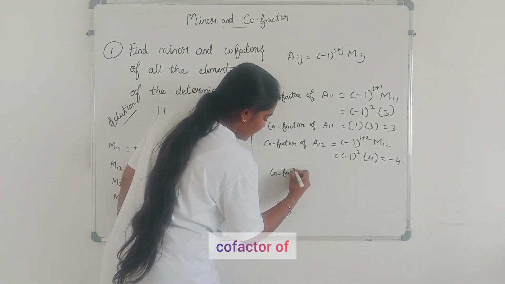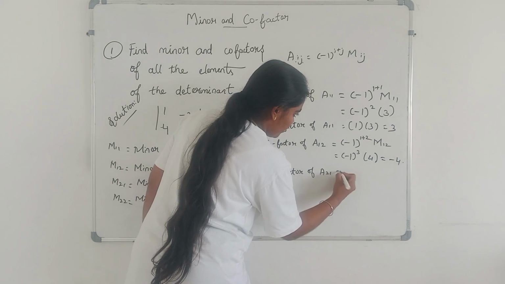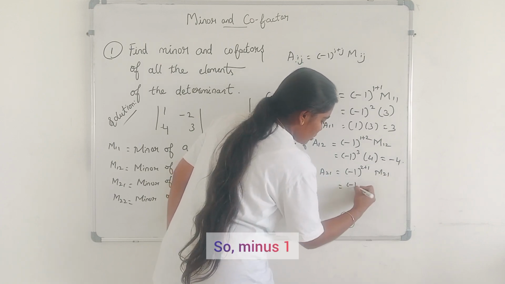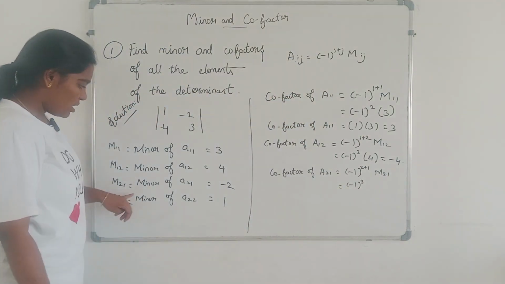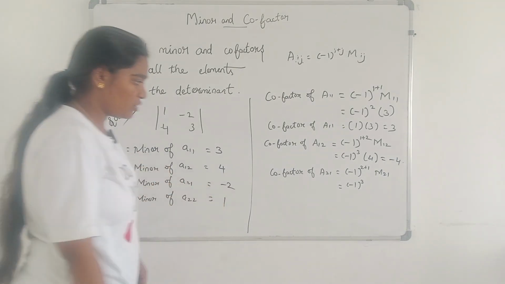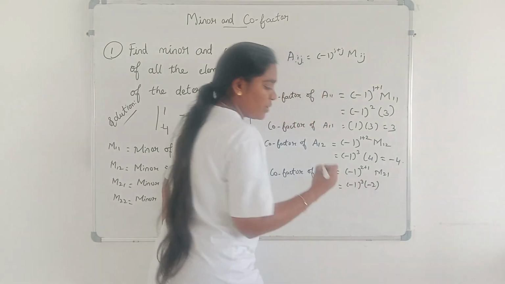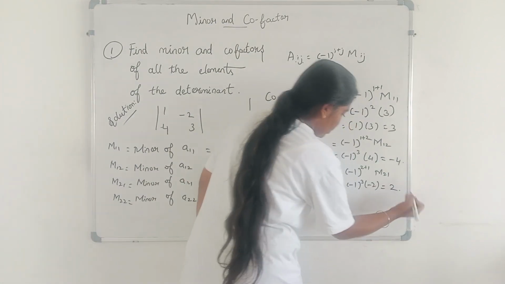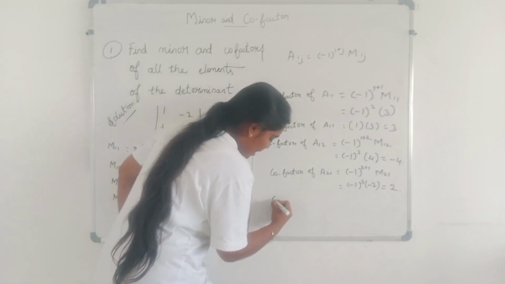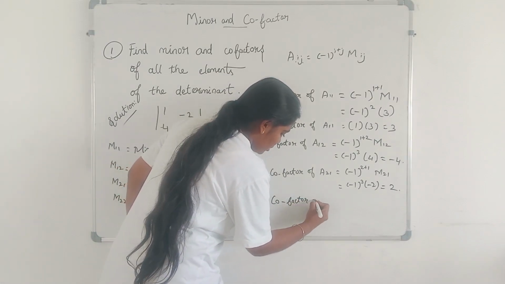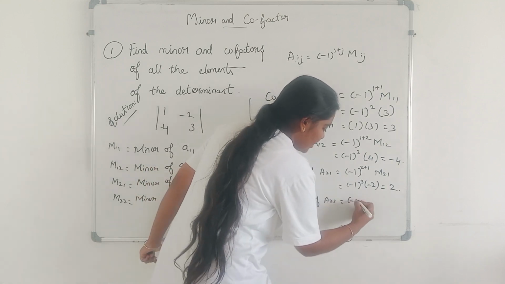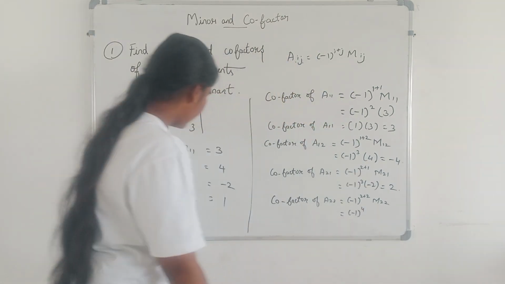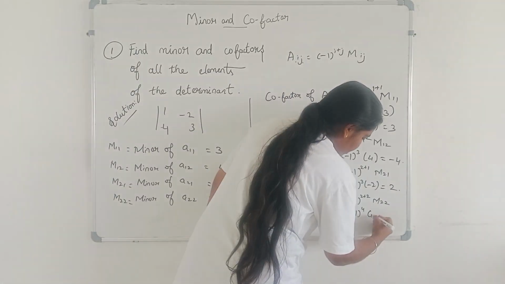Next, cofactor of A21. Minus 1 to the power of 2 plus 1 into M21. So minus 1 cubed, M21 means minor of A21, that is minus 2. Minus 1 cubed is minus 1. Minus 1 into minus 2 is 2. So cofactor of A21 is 2. Next, cofactor of A22 equals minus 1 to the power of 2 plus 2 into M22. So minus 1 whole to the power of 4, M22 is 1. So you will get 1.